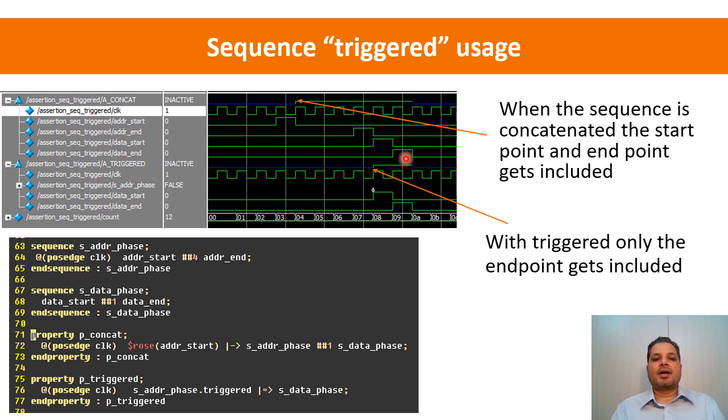Okay, so this is what we are seeing. If we look at the duration of the first property that we have built with the concatenation, as soon as the rows of start gets matched, that's your starting point, and at the end of your address, the data phase end is when the overall property match is happening, or it's completing. Whereas when we look at where we are using the dot triggered, it starts at the point where this address phase sequence has completed.